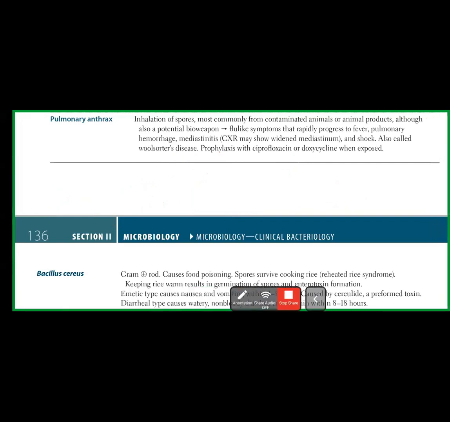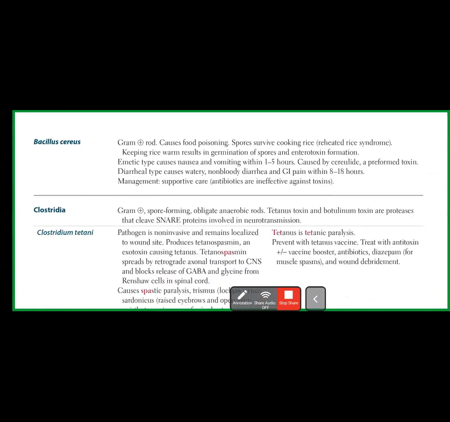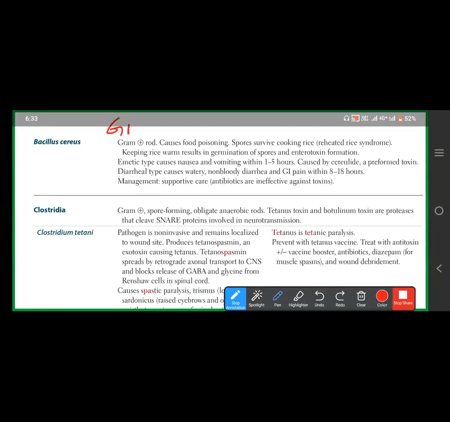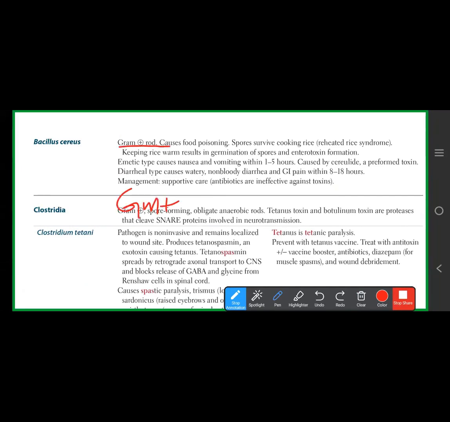So I told you the differentiation of Bacillus anthracis is that it is a gram positive rod, like how you are seeing here. Bacillus cereus is also gram positive, but you have to know it's a spore forming rod. So here also spores are there, but it's in cooked rice, not your goat hair or a patient who's having an inhalation of the spores. So not that kind of presentation. And this is going to produce anthrax toxin, as I told you.